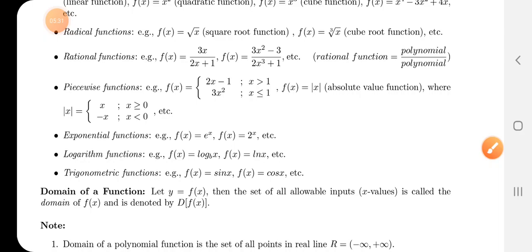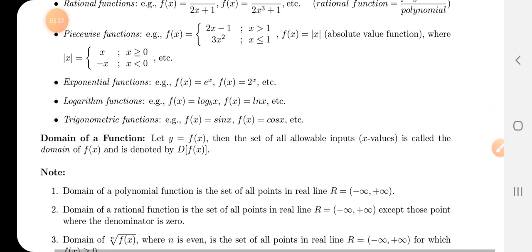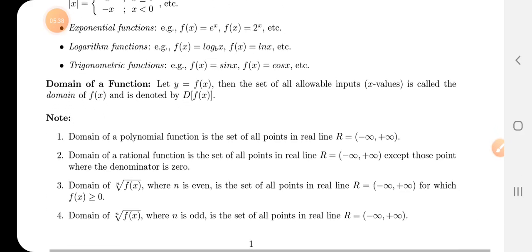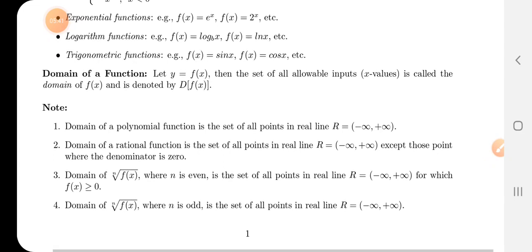And similarly, trigonometric functions, sine, cosine, tangent, cotangent, all of these are functions. Now, what do we mean by the domain of a function? In a function you have an input and an output. So the domain of a function means the input, and the range is in fact the output.